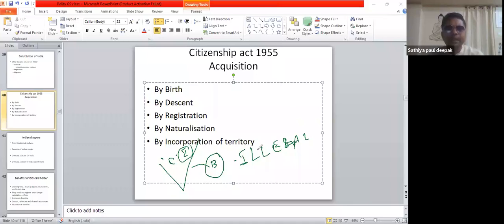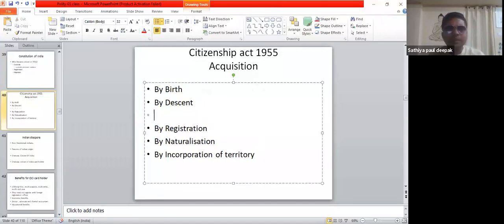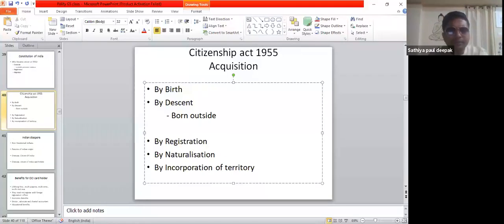Okay. Next is by descent. By birth is for children born within India. By descent is for children who are born outside India. What about the status of children born outside India? Can they be given Indian citizenship? Yes, they can be given Indian citizenship provided, first point, born outside India, they can be given Indian citizenship if the father is an Indian.